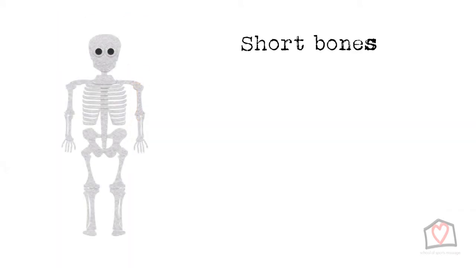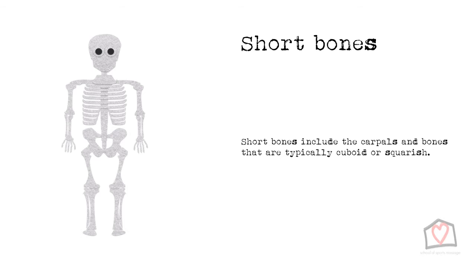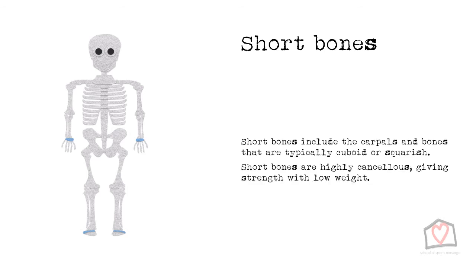Further to these there are short bones. These include the carpals and all bones that are typically cuboid or squarish in nature. They are normally highly cancellous, giving strength with low weight.